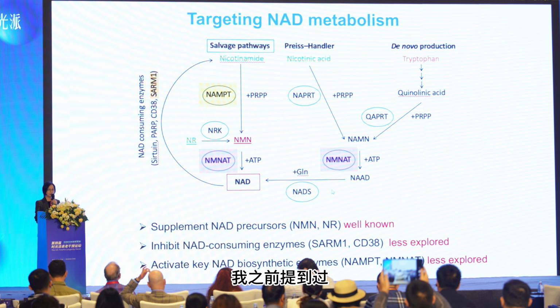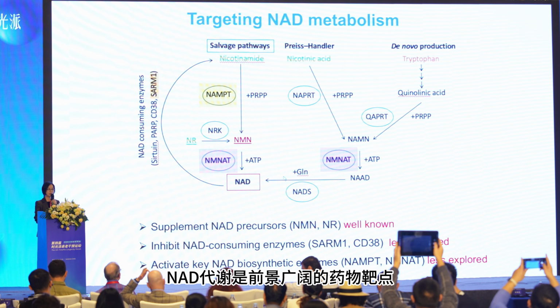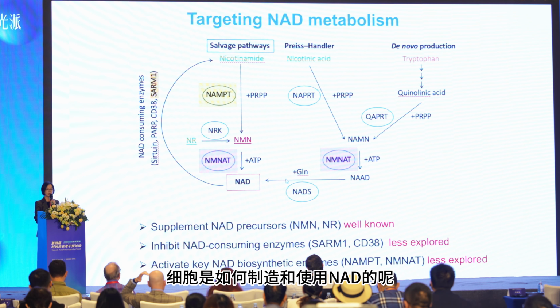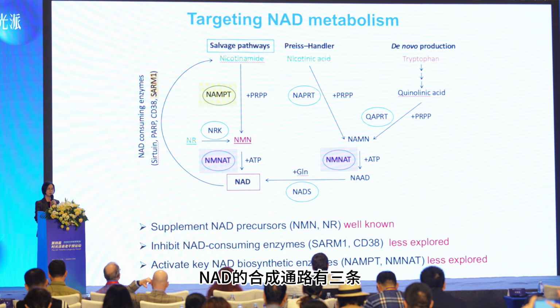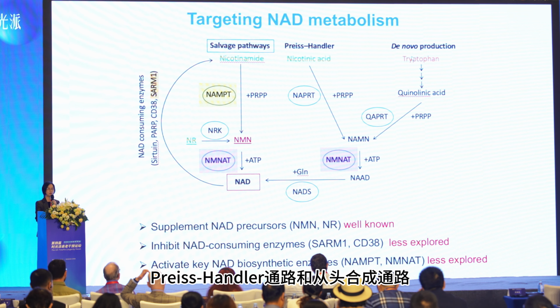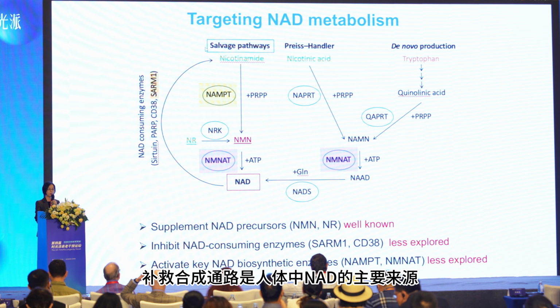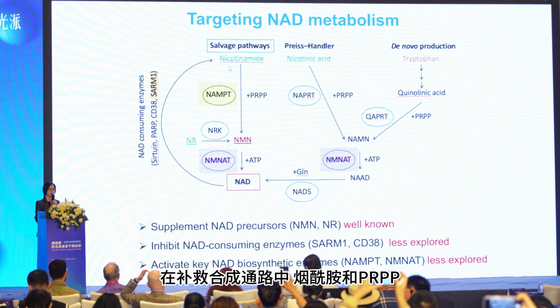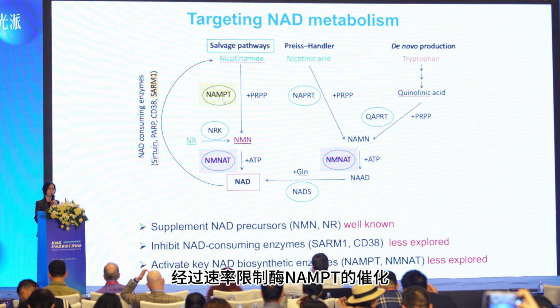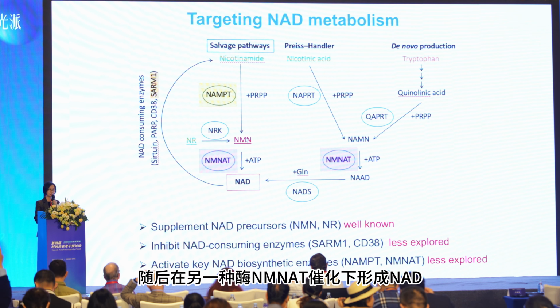I just told you that NAD metabolism is a promising drug target. So in our body, how do cells make and use NAD? There are 3 pathways to synthesize NAD: the salvage pathway, the Preiss-Handler pathway, and the de novo production. In our body, the salvage pathway is the main source of NAD. In this pathway, nicotinamide and PRPP are combined by this rate-limiting enzyme called NAMPT, followed by the formation of NAD catalyzed by another enzyme called NMNAT.